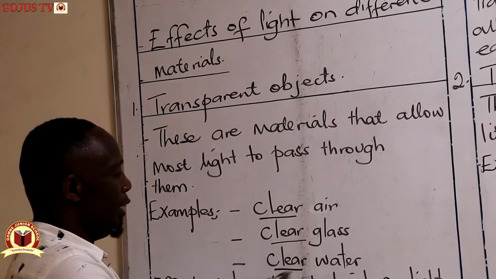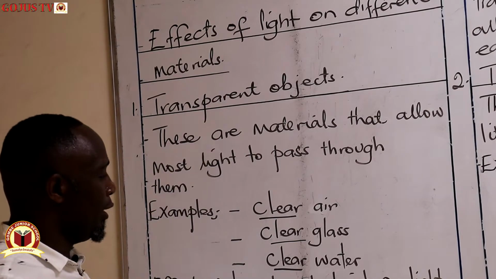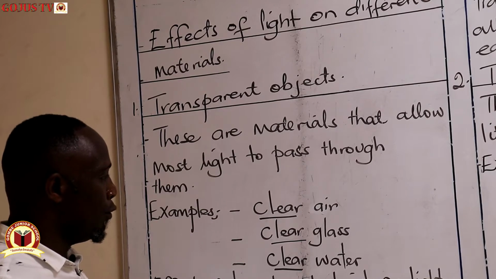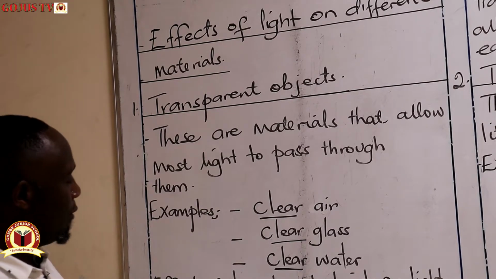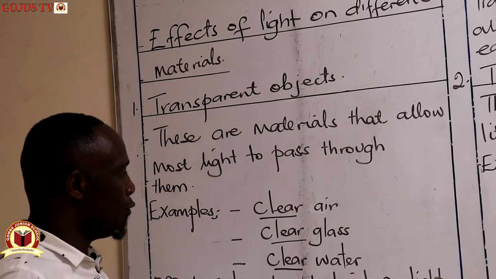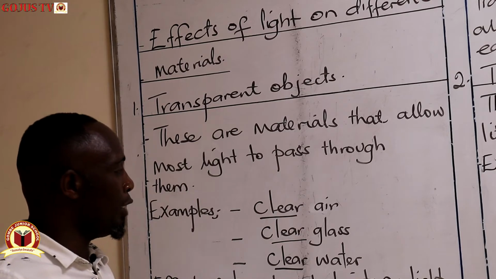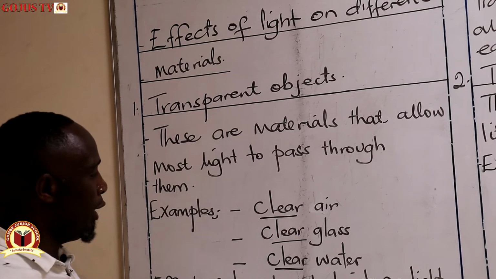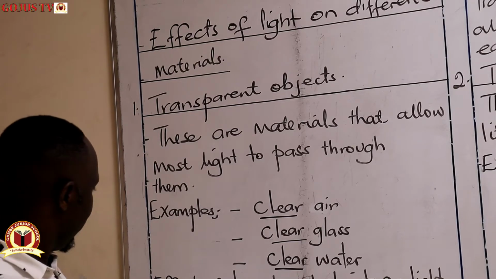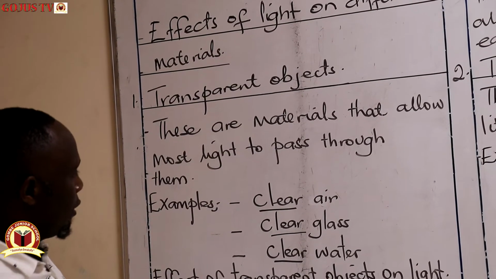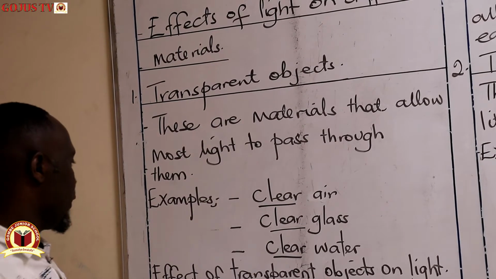Then we have clear water. If the water is clear, you are able to see or look at its bottom. But if it's not clear, then you're not able to see the bottom very well. Take an example of water in a swimming pool. In most cases, when the chemical is added, you can't view its bottom very clearly because it does not allow all light to pass through it.